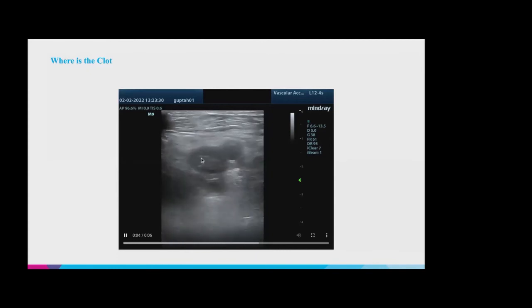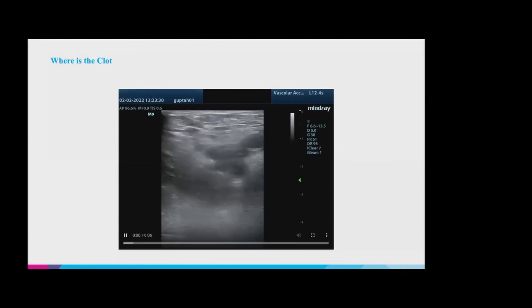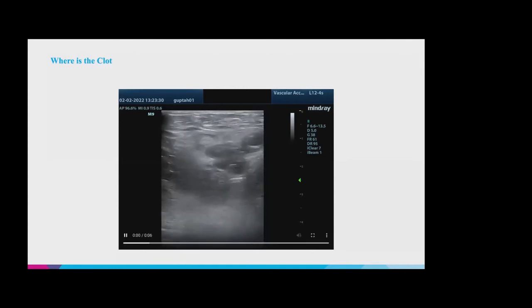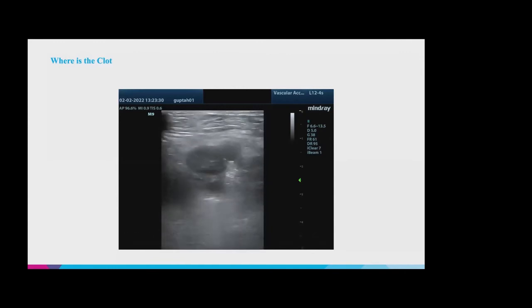I didn't include any pictures of valves in this presentation, but it is a fairly common finding. The main area where you tend to see a valve is immediately off the greater saphenous. There's often a valve there.